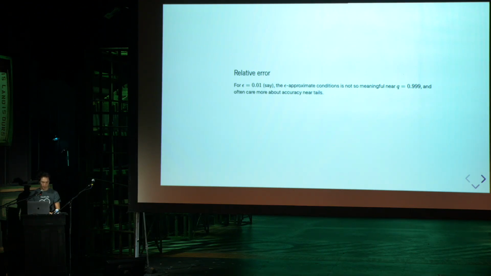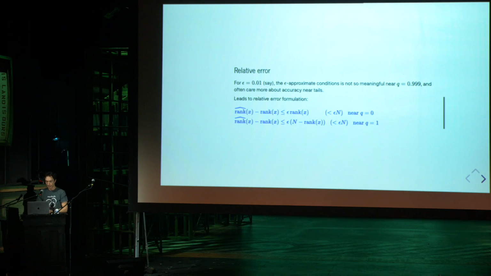And so this is formulated as a relative error. One way to think about it is you have a bound not on the difference between the estimated and the true rank, but rather the ratio of the estimated and the true rank. Or you can say that this difference is bounded by epsilon times the smaller of the rank and the stream length minus the rank, depending on whether you're near the minimum or near the maximum. And of course, this is a strictly harder problem than the original epsilon approximate condition that we had, right? Because the rank and n minus the rank are obviously smaller than the stream length n. And so it will turn out that solving this problem provably requires more space.